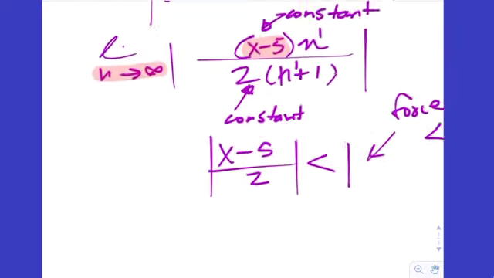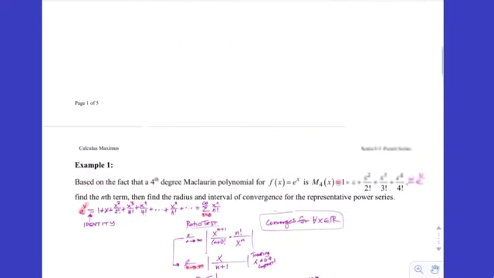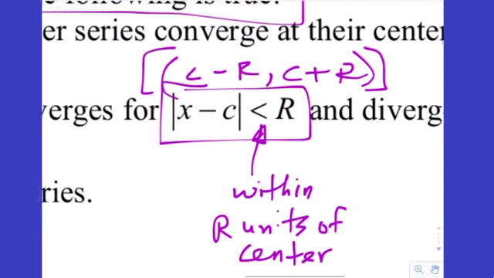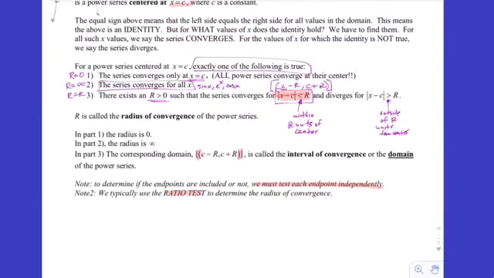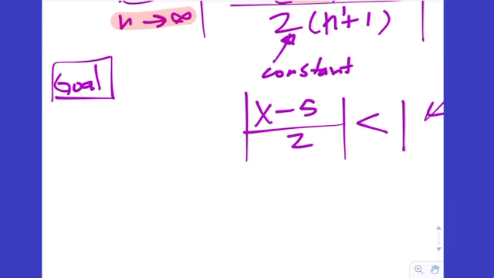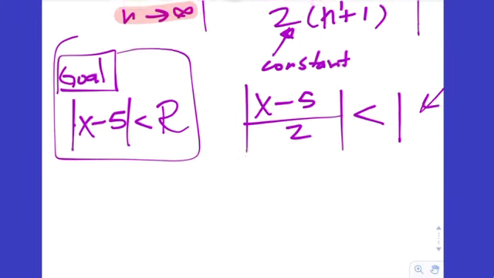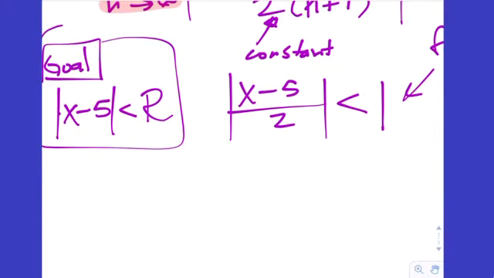All right, now here's your target. This is your goal. As I said way up here, referring back to this, it converges when this is true: x minus the center is less than the radius. So specifically in this case, with 5 as the center, our goal is to get it into this form: absolute value of x minus 5 is less than some number r. Well, all I have to do is multiply both sides by 2, right? And because it's positive 2, I don't have to flip the inequality. So it's less than 1 times 2, which is 2.